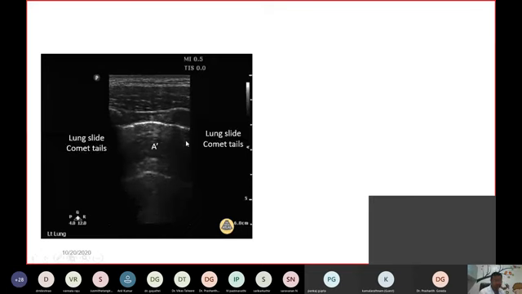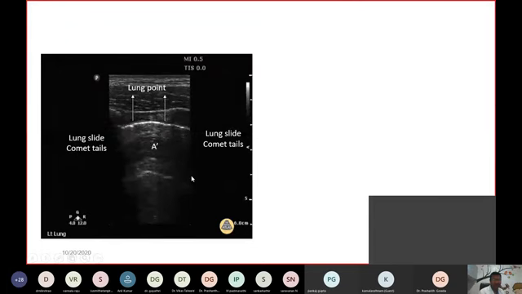So what you see is lung sliding and comet tails. And now this point where the lung sliding appears is the lung point. So here you see lung point on either side, and this lung point is 100% specific of pneumothorax.